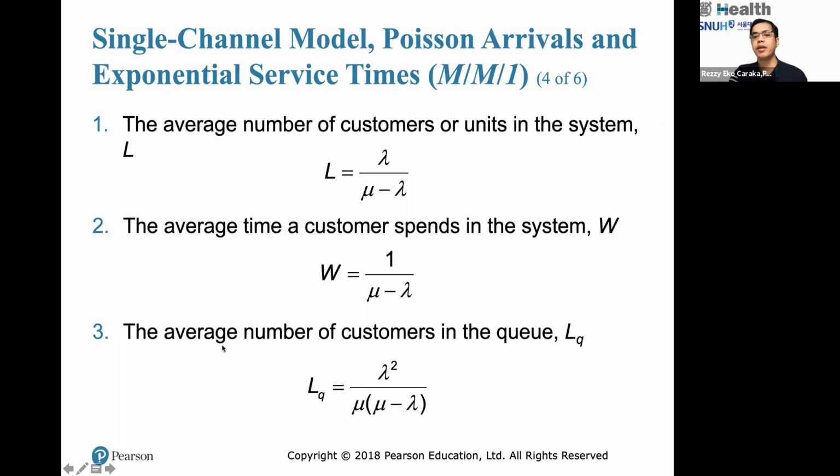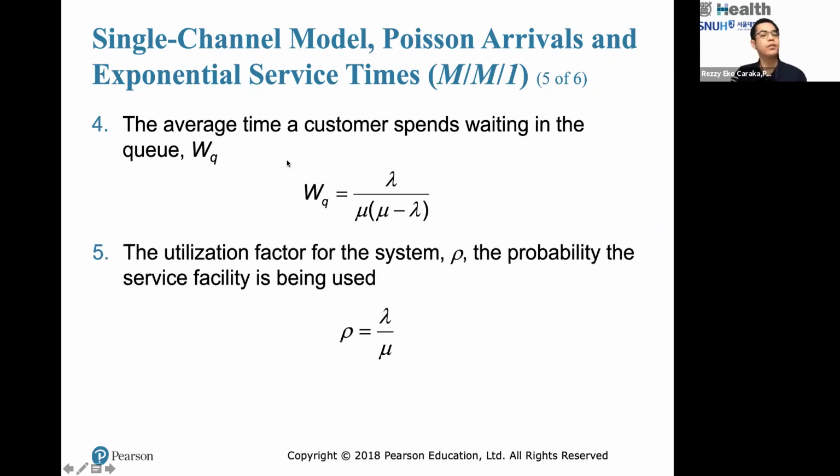Also, for the average number of customers in the queue, we have LQ. LQ is lambda squared divided by mu times mu minus lambda. So we can calculate the number of customers in the queue, or the waiting line. So we can calculate L, W, and LQ. Then we calculate WQ, how much time a customer spends waiting in our queue system, which can be calculated from W and Q.